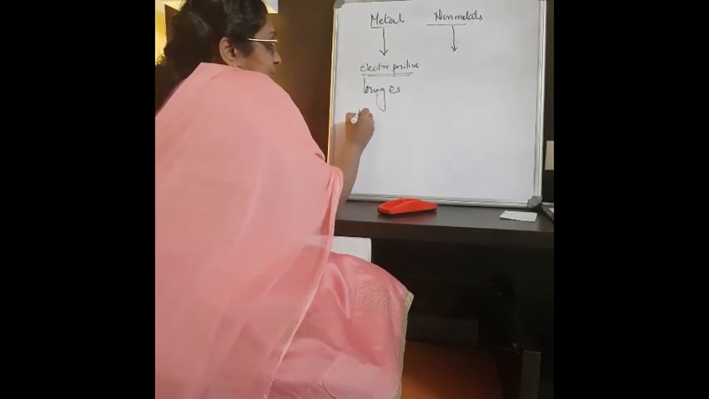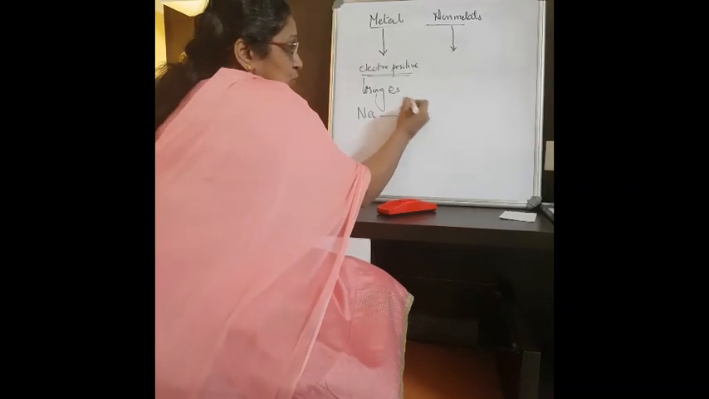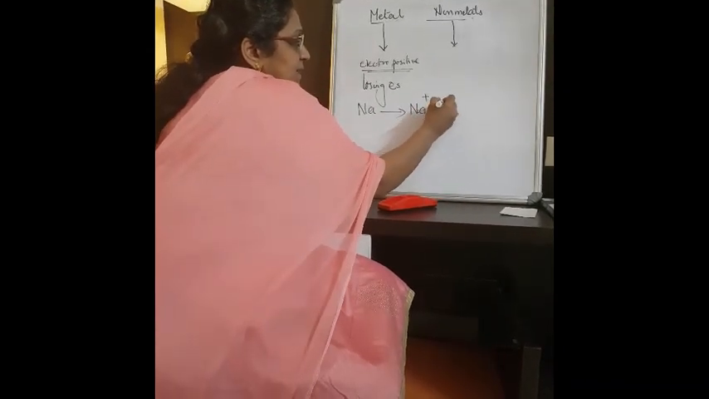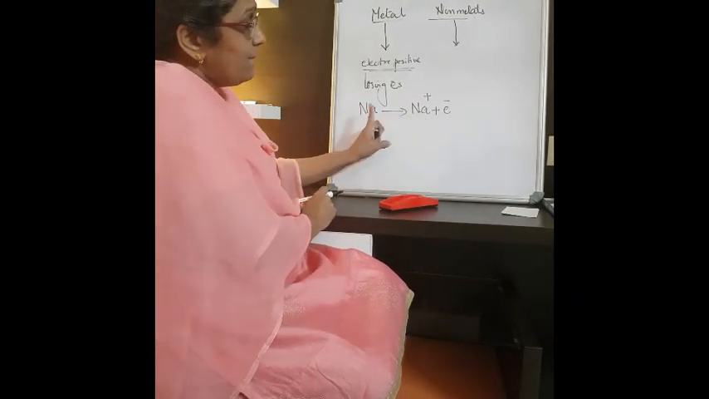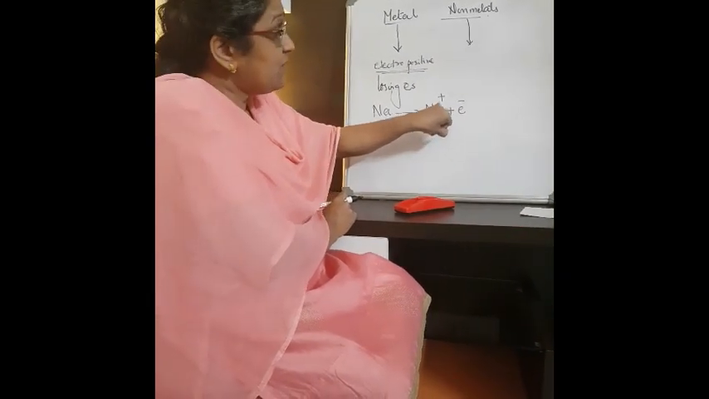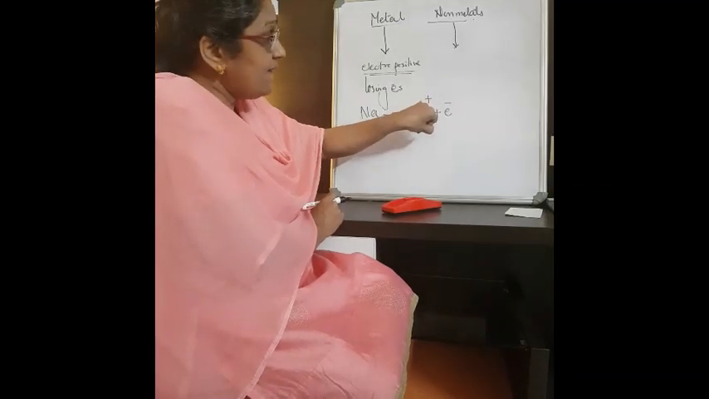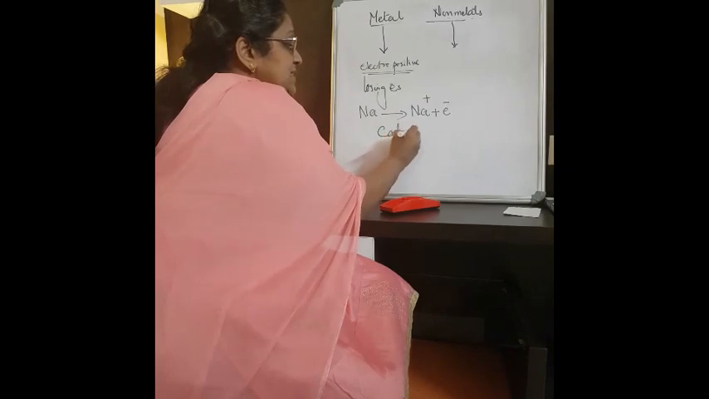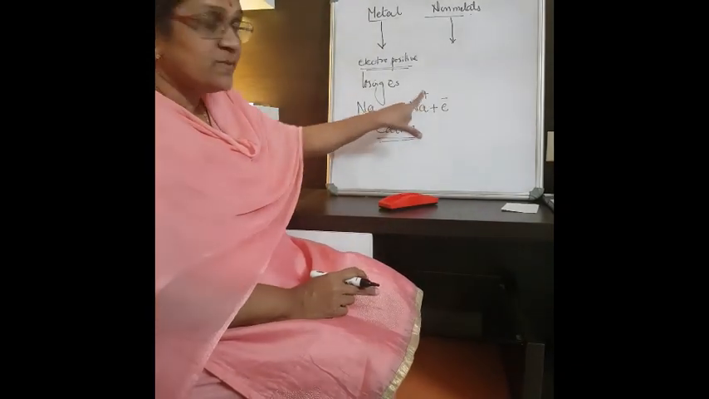Okay. Now, what happens when a metal loses its electron? For example, Na is a metal. Correct? If Na loses an electron, it will form Na plus and 1 electron. So, it is losing 1 electron, isn't it? So, 1 minus is going. So, what will happen to this element? It will acquire a plus charge. And this plus charge is called a cation. You have studied cation, anion, etc. in 8th standard. So, metals normally form cations.